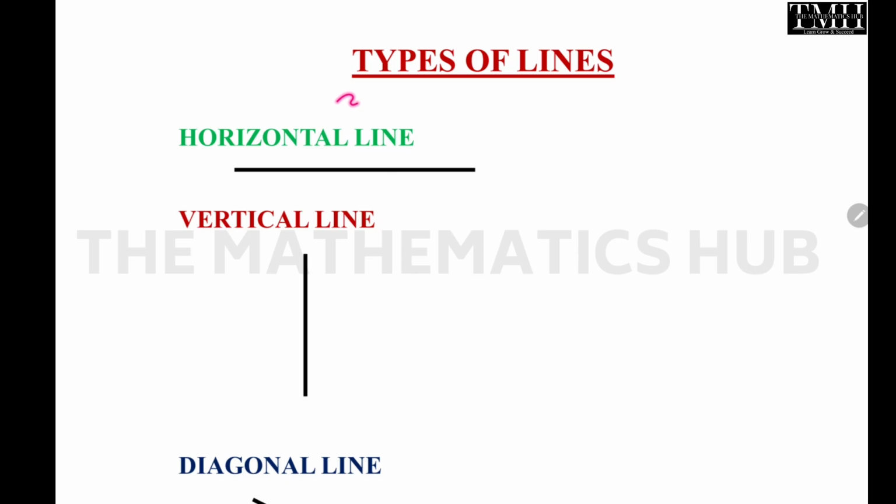Hello young learners, today we are going to see about types of lines. You all are aware about different types of lines. The first one is horizontal line. So this type of line is known as horizontal line. Next type of line is vertical line. This type of line is known as vertical line.